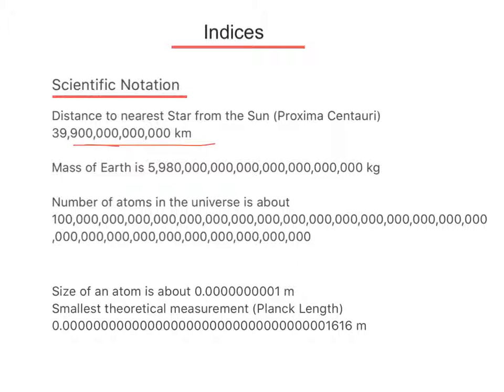The mass of the Earth is 5.980 million kilograms. The number of atoms in the universe is about, that is such a large number, I'm not going to even bother trying to say that one. It's a 1 with 80 zeros after it.